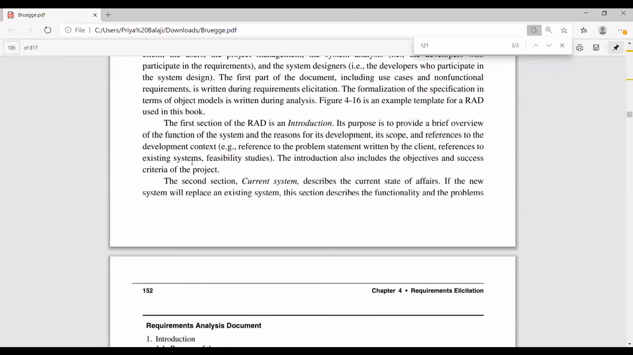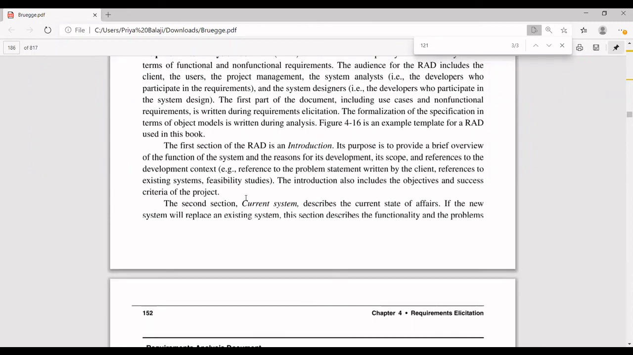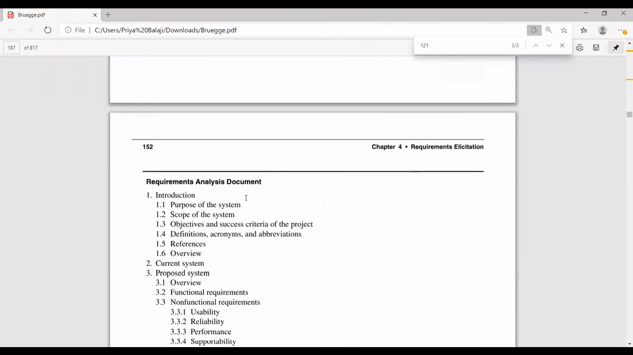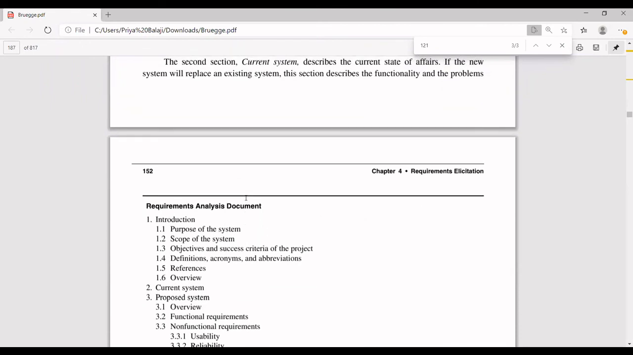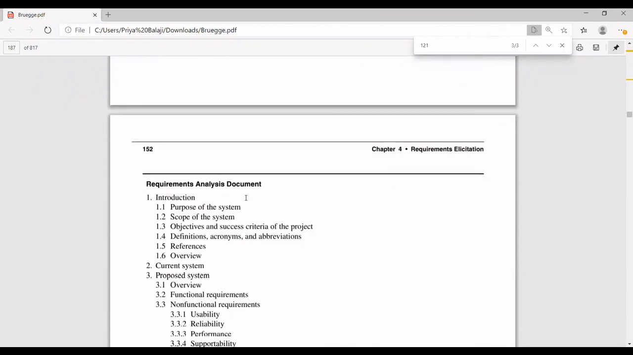The first section is the introduction section. It should give a brief about the system. What is the system exactly? What is the objective of the system? What is the scope of the system? The second one should describe the current system. If the system already exists, what is the current system state? What functionality will it support? What functionalities is it not going to support? That is the second one.